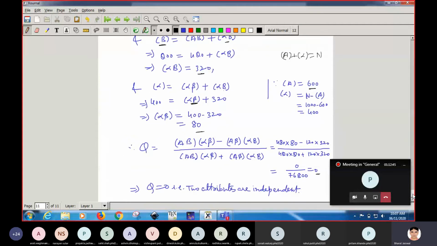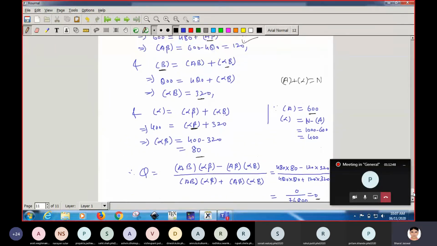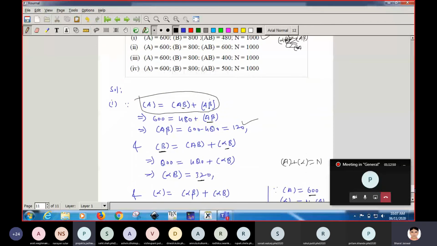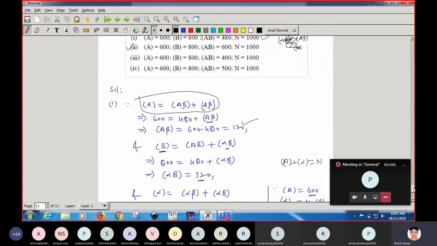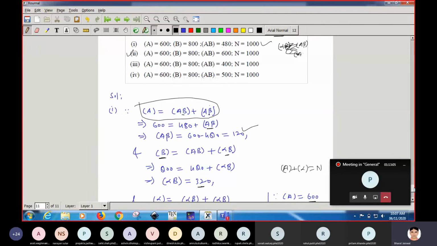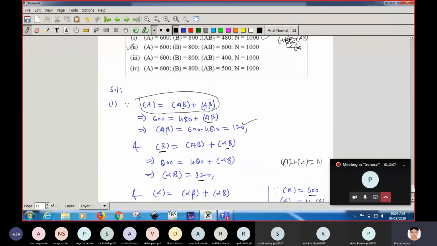Getting it, students? Yes, sir. Now do this second one. I'm not going to say that you do all, but you do the second one. Apply the same technique and find the kind of association between the attribute A and B for the second case. Your time starts now.